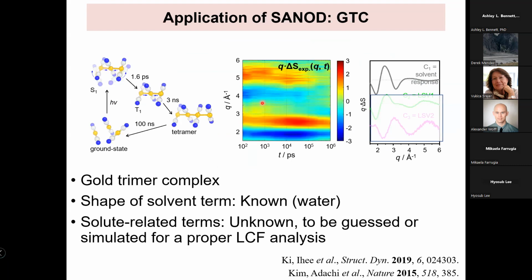As a representative example, we can apply the SANOD method to the TRXL data obtained from a gold trimer complex dissolved in water. We typically refer to this complex as a GTC. And as this complex is dissolved in water, we know the exact shape of the solvent term because we know the shape of the water heating signal.